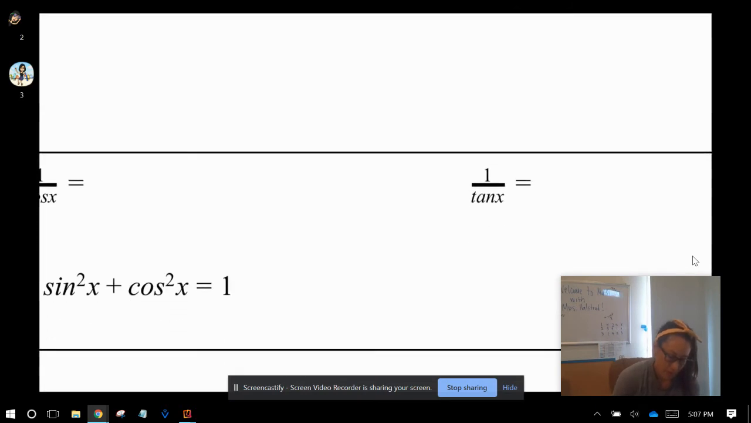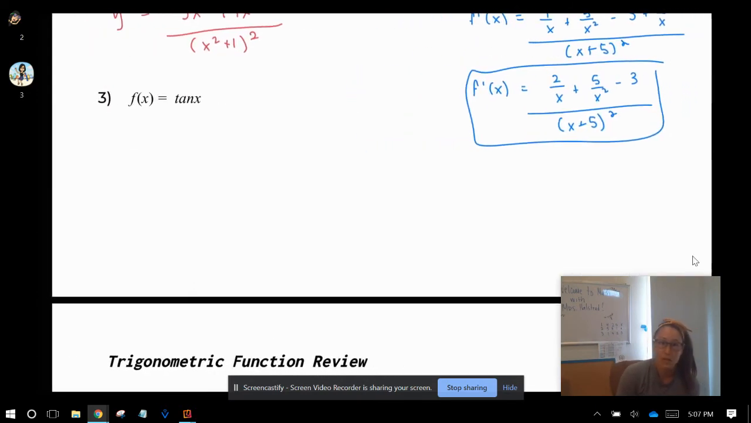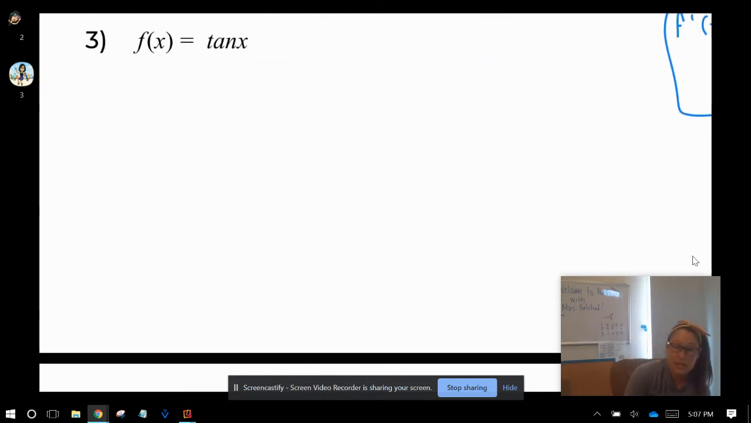Okay. Let's go ahead and move on to being a little crazy here. Number 3. So we're going to find the derivative of tangent. We're going to derive this, and then from here you can memorize it. Okay. So remember, what is tangent but a quotient? It is the sine of x over the cosine of x. So we're going to make u equal to the sine of x and v equal to the cosine of x.